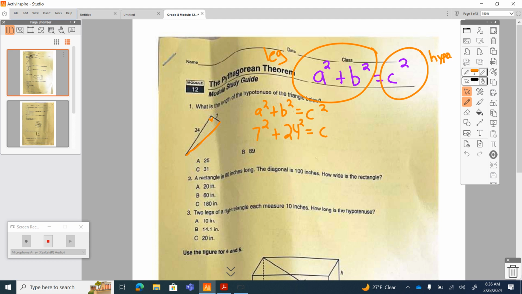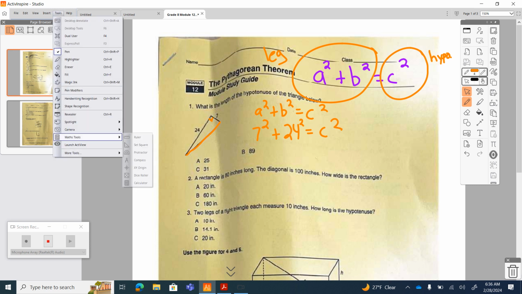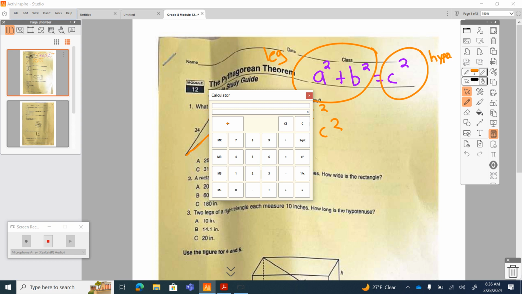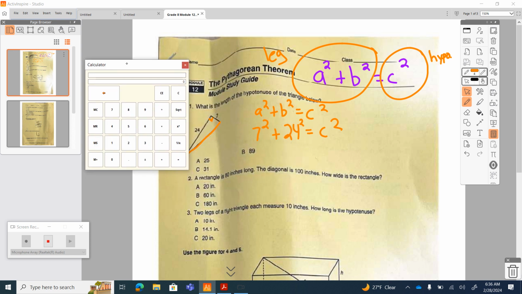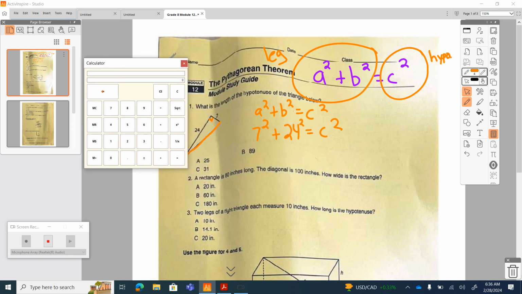If I am moving faster than you would like, you can always pause. This is really designed to be at this point a review. So 7 squared I happen to know is 49. 24 squared is 576. I'm going to add those together. So 576 is still in my calculator. I'm going to add 49. I get 625 equals c squared.